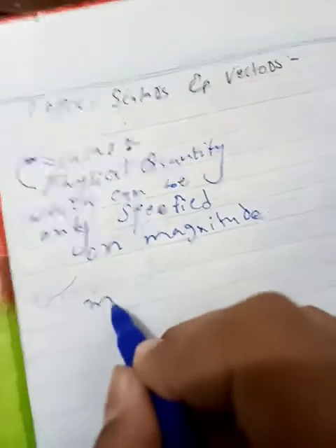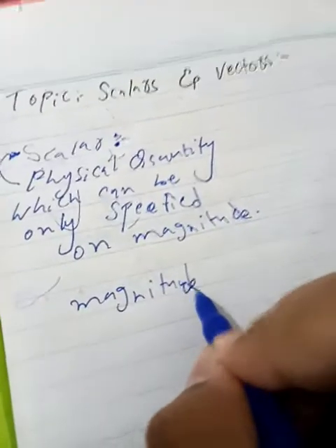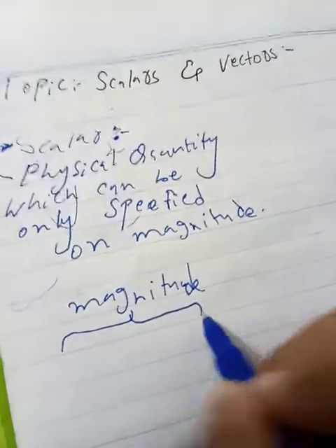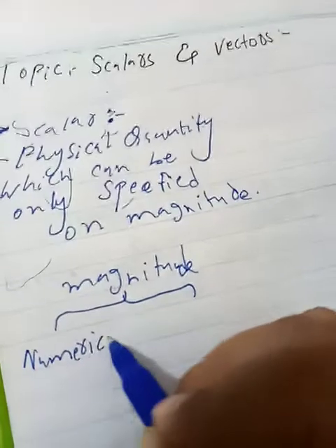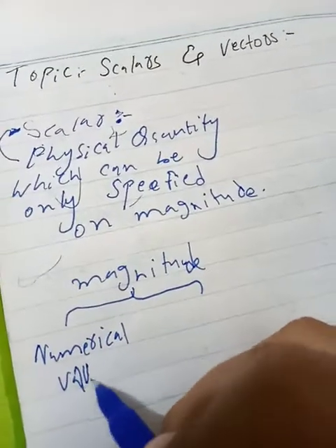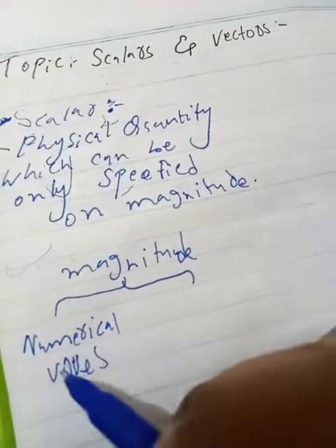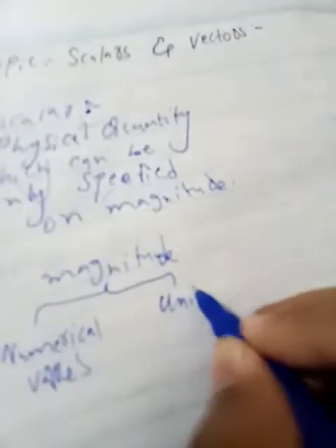And now you are going to ask what is magnitude. So before you ask, I will reply that magnitude is the sum of two things. One is the numerical value, and the other one is the units.